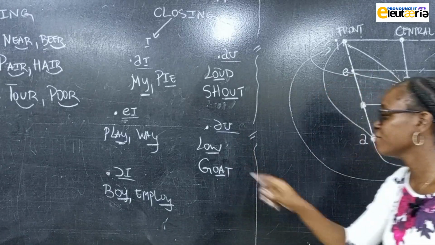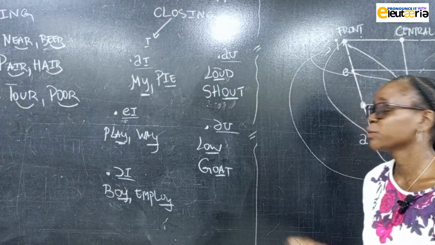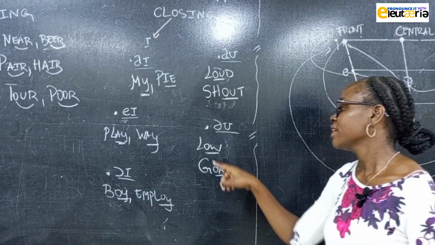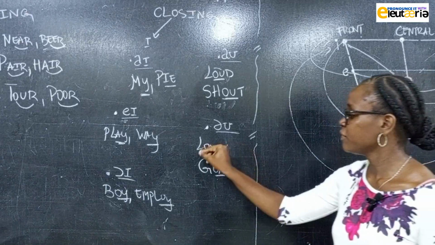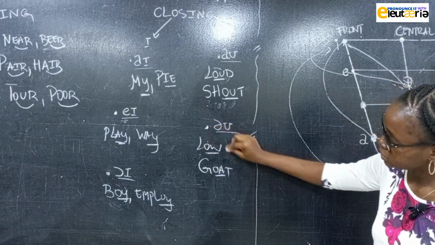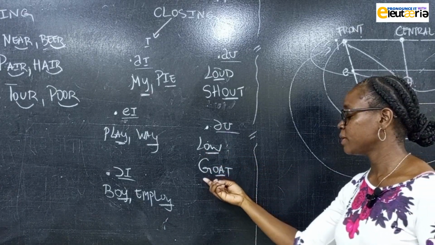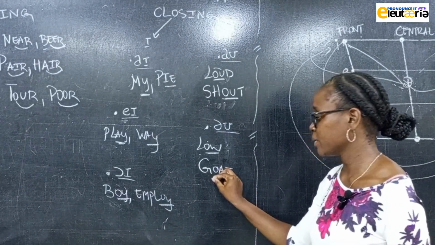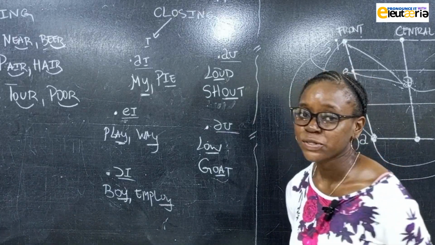And finally, we have the diphthong o that we find in words like low or goat. Low, goat. So here we find the sound o right after the first consonant. Here, this is where it's placed, low. And here it is placed right after the first consonant as well, we find the sound o. Goat, goat.